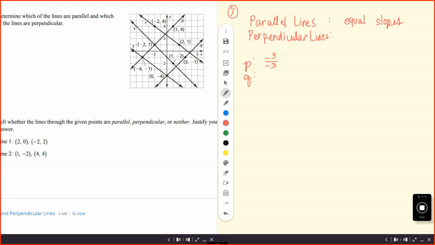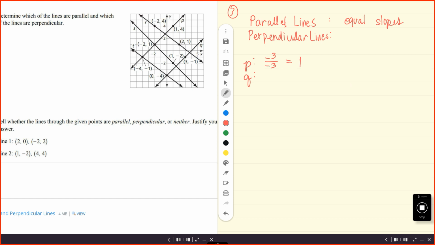So I'm on line P. Okay, another point on P is this one. So I need to travel from here to there. So I'm going to count. 1, 2, down 3. And then I go 1, 2, left 3. Did that make sense? Rise over run, yeah? Okay, so negative 3 divided by negative 3 is positive 1.